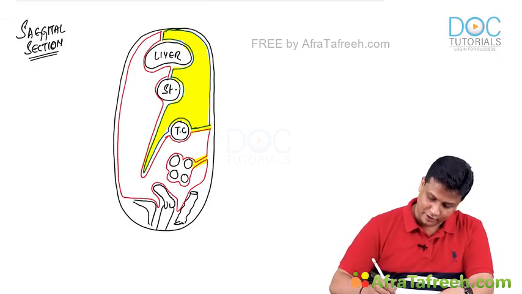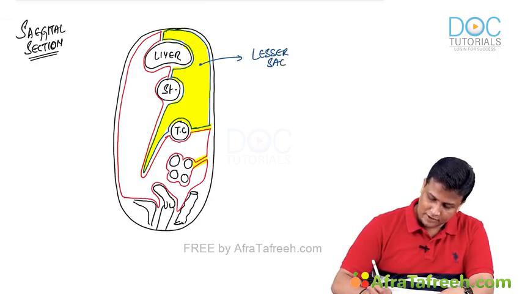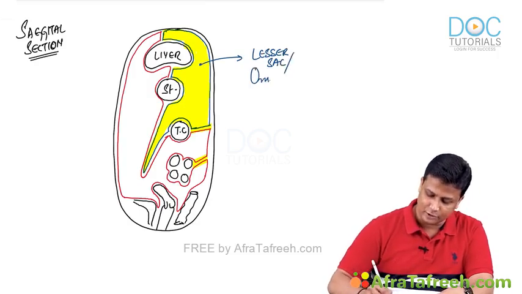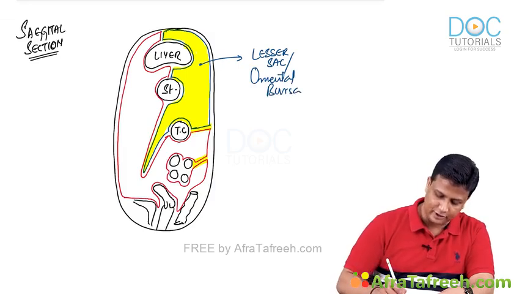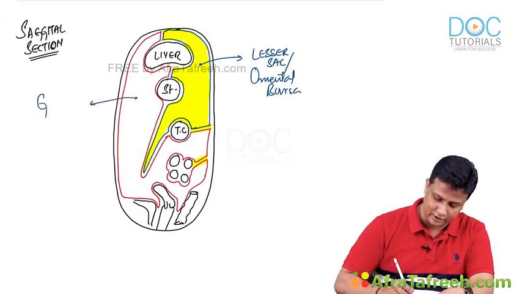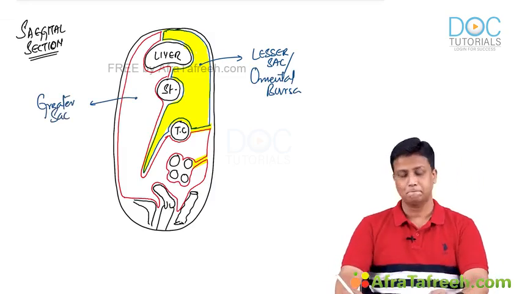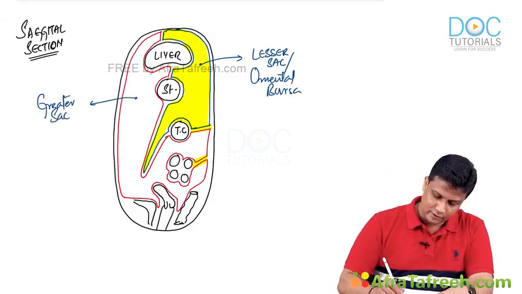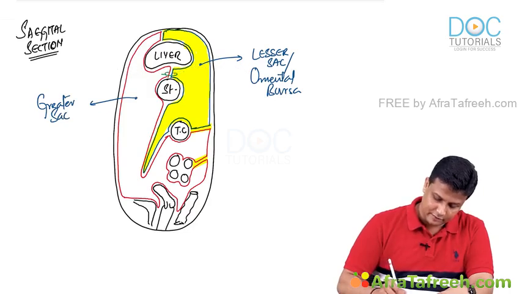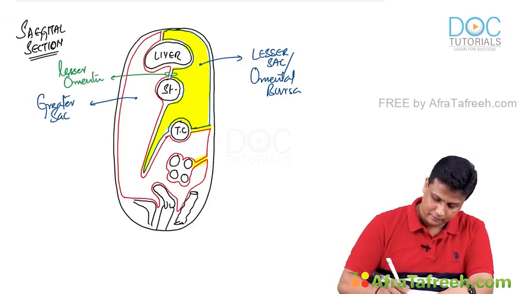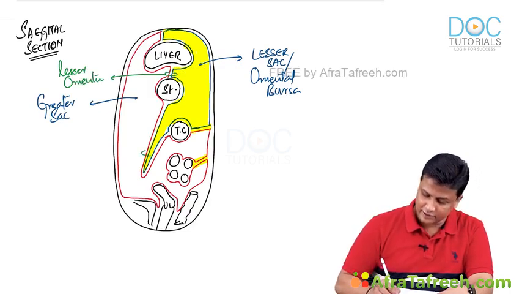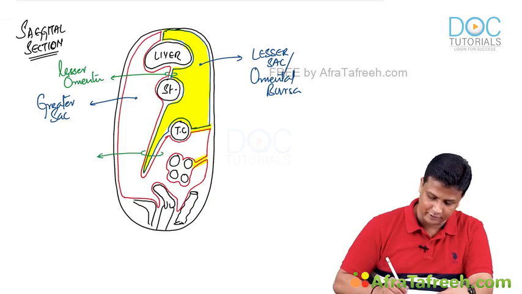So let us just write down the name here. What is the another name of the lesser sac, guys? I just now told you it is omental bursa. Lesser sac is also referred to as omental bursa, and this one here will be the greater sac. Perfect. Then apart from this, what about this omentum here between the liver and the stomach? This omentum will be the lesser omentum. And this entire thing here will be the greater omentum.